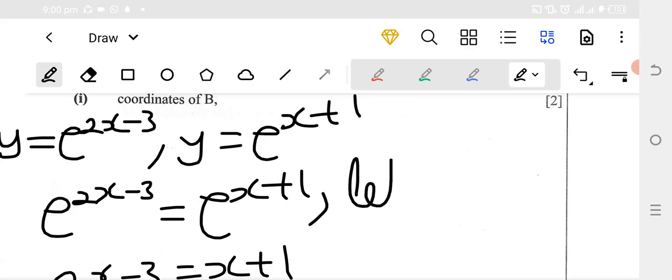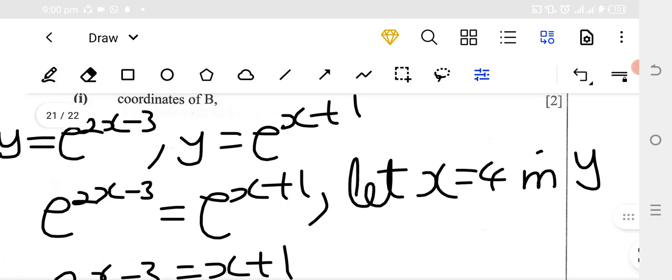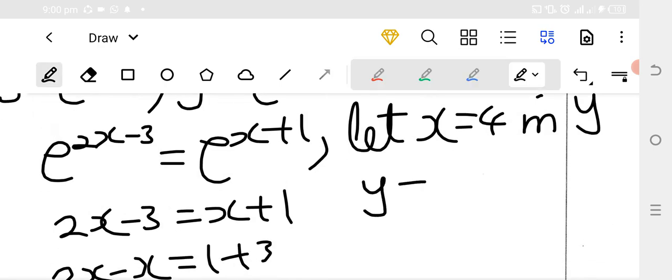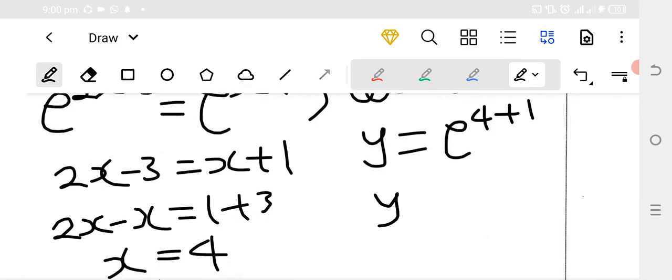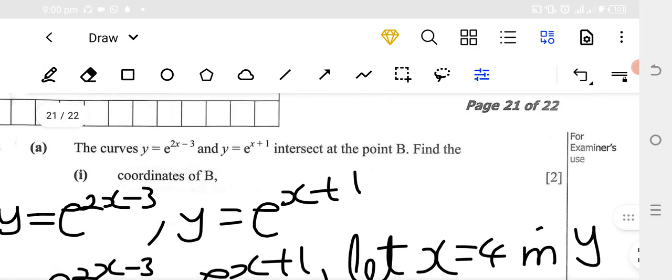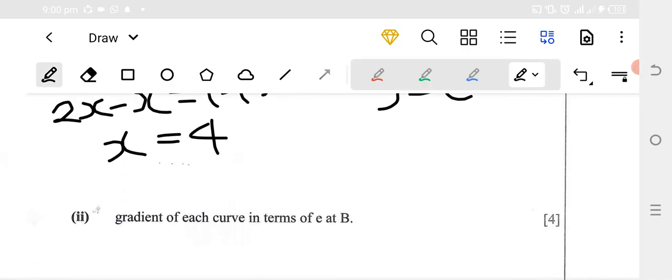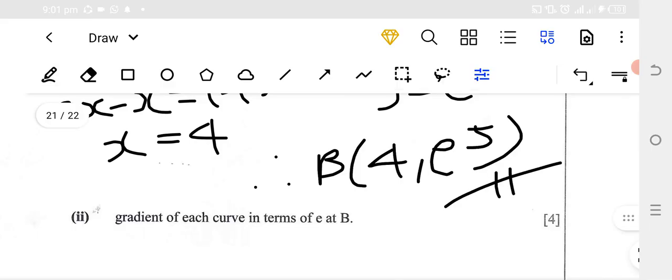Let x be equal to 4 in y. So in any of the equations, if you substitute 4, you're going to get the same answer. y is equal to e to the power 4 plus 1, right? For this one here, so y is equal to e to the power 5. Therefore, the coordinates of B will be (4, e to the power 5). Those are the coordinates of B.